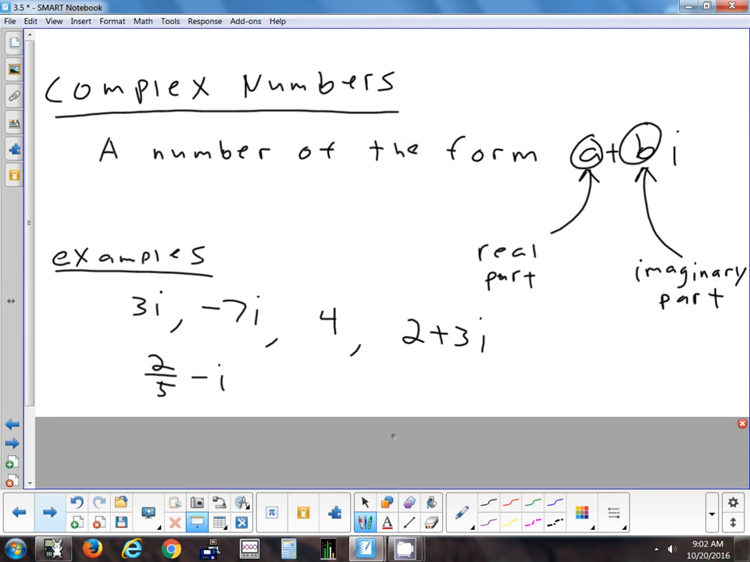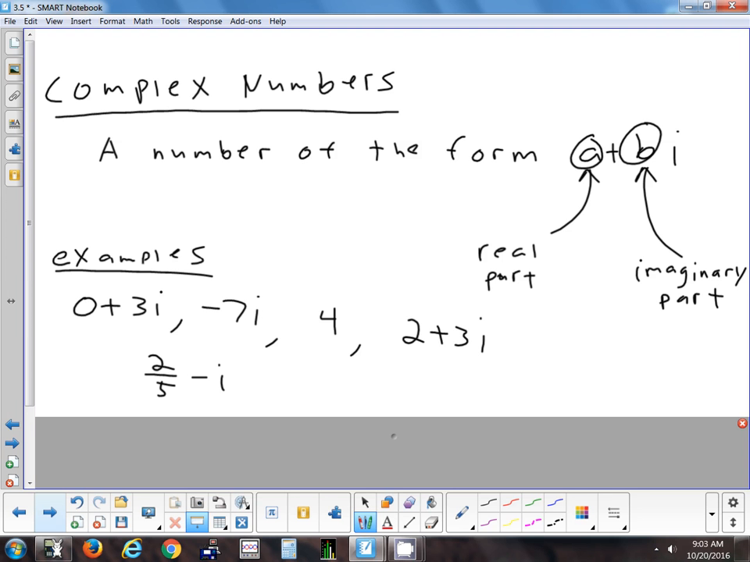Okay, how about 3i? What's the real part there? -3. No, not -3. There is no real part, so what would it be? It would be 0. Right? You could think of 3i as 0 plus 3i. No real part, imaginary part of 3.